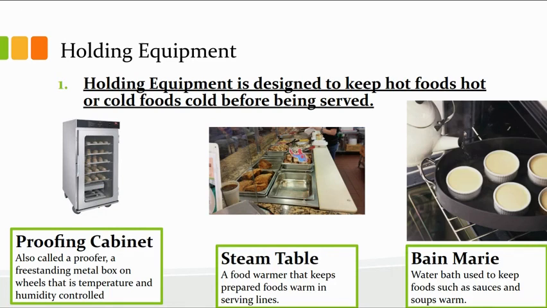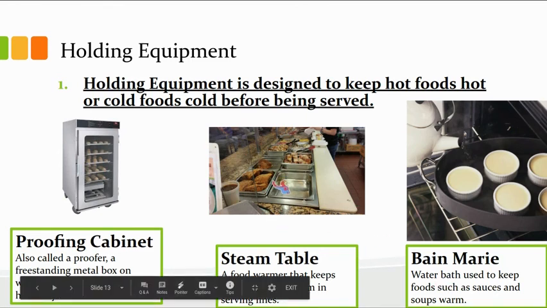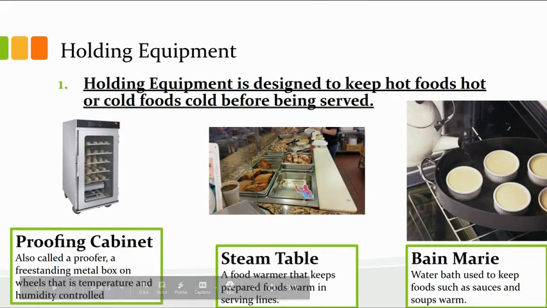This is a steam table right through here. It's a type of food warmer that keeps prepared foods warm in serving lines, which is why it's safe to keep them out, with the hope that it doesn't completely dry the food out like heat lamps would. And the last one is called a bain-marie. So it's like a water bath system. You would use it to keep foods such as sauces and soups warm. You can even cook in it as well, like this is doing right now. So they're pouring hot water into this pan right here. And the goal is that they are very carefully and delicately going to heat up the water to help cook this, which is more than likely a cheesecake or a custard. I'm going to go with custard.